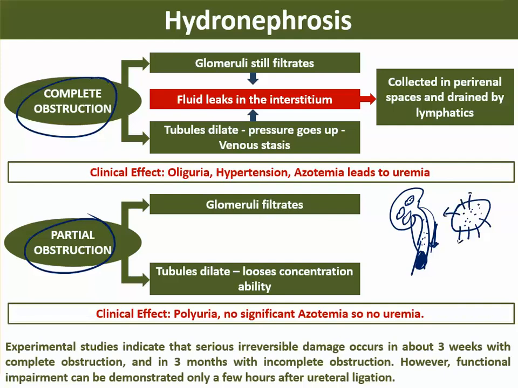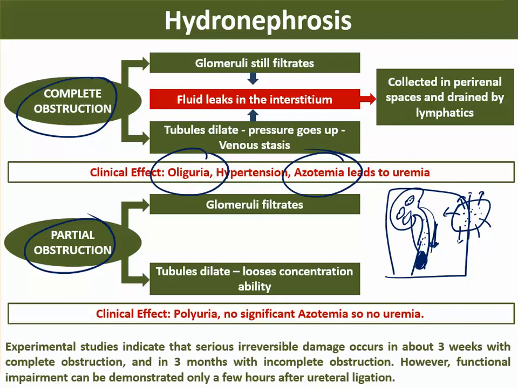The problem is that the glomeruli are still not affected, because the glomeruli will keep on doing their process. So the filtrate is coming, but there is obstruction. The fluid is coming from above but not going down, and the dilation of the tubule becomes worse. It keeps on dilating, sometimes they rupture, and all the fluid leaks into the interstitium. That will create massive inflammation. This kind of situation happens in complete obstruction, which leads to oliguria and azotemia.